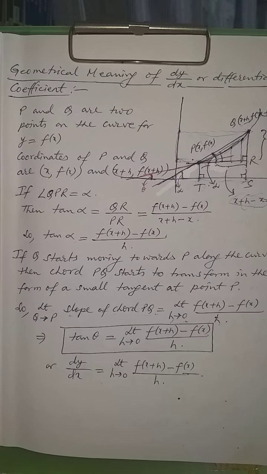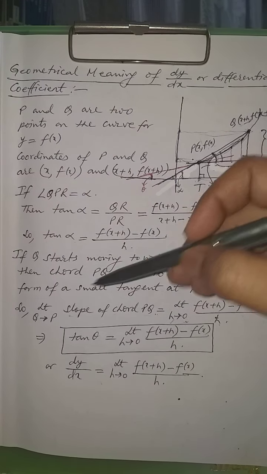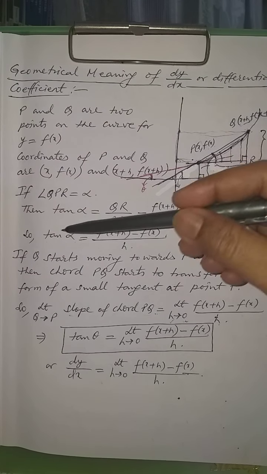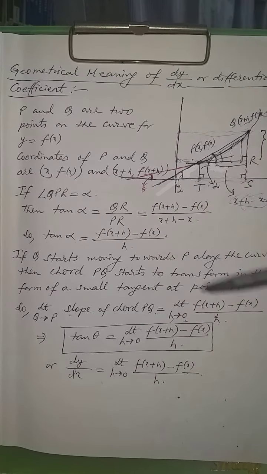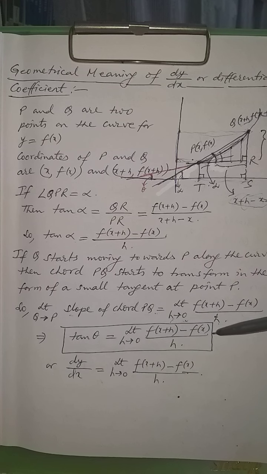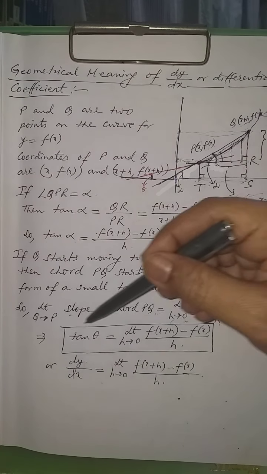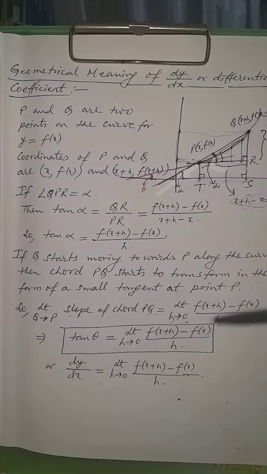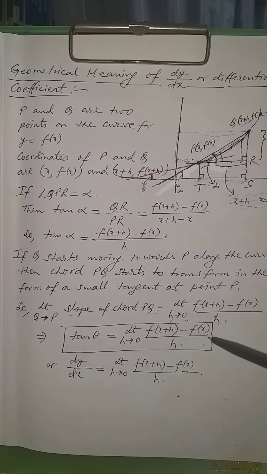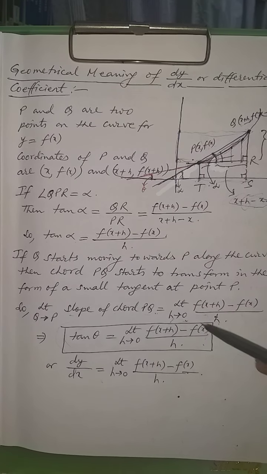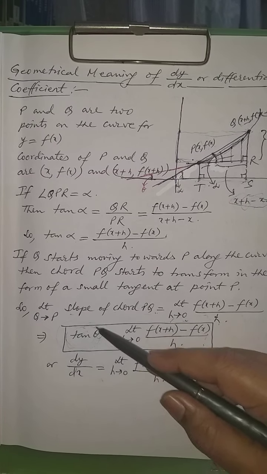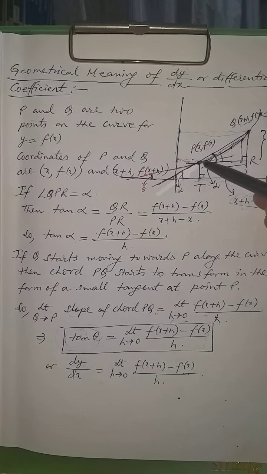I hope the point is clear. Now under this situation, when Q tends to P and ultimately coincides with P, then tan alpha will change into tan theta, and this thing will become this. That means limit h tends to 0, (f(x plus h) minus f(x)) by h. This is the basic formula. This is also called finding dy by dx using the first principle. This tan theta which is written over here is representing the dy by dx of this function at point P.